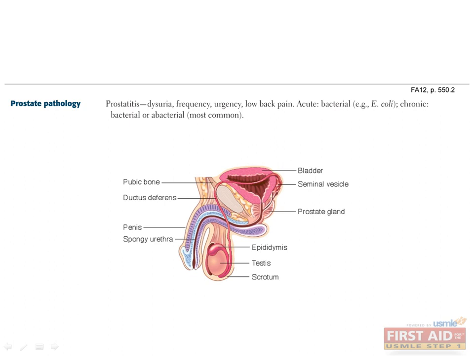Acute prostatitis can be caused by the usual UTI bacterial suspects, like E. coli, Klebsiella, and Proteus mirabilis. In contrast, chronic prostatitis is often abacterial and is also known as chronic pelvic pain syndrome.